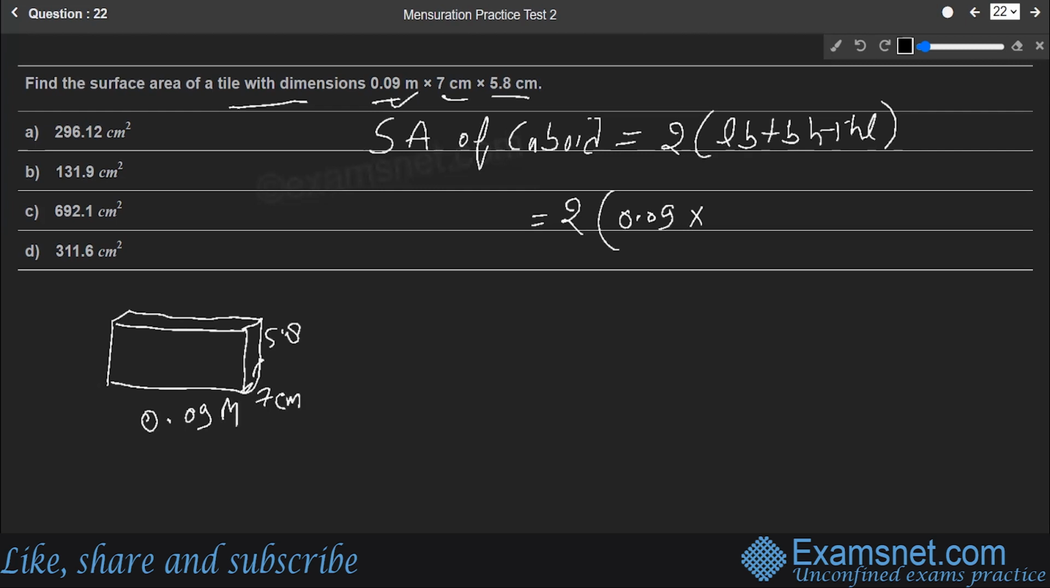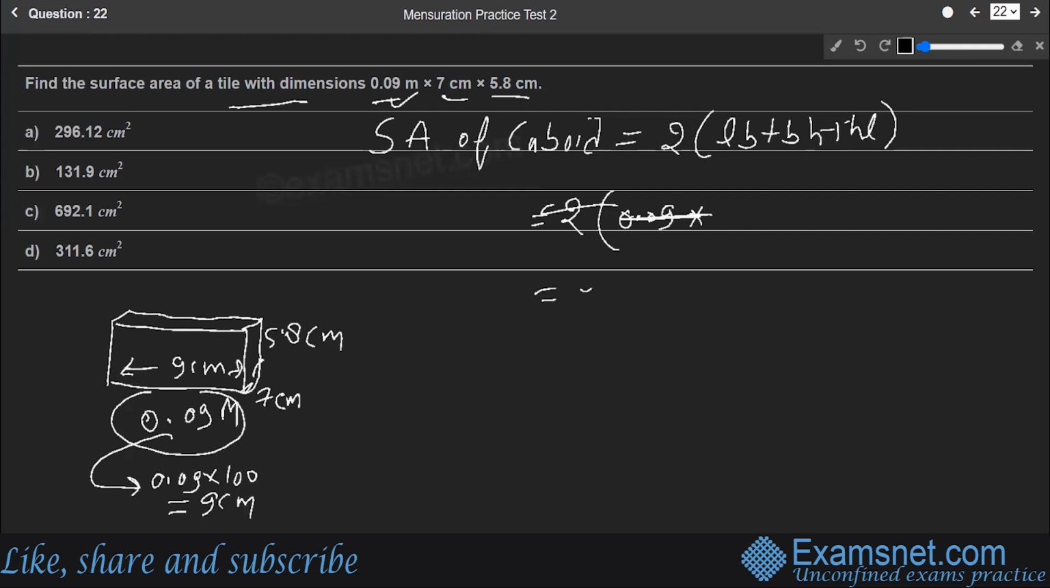The rest of the values are given in centimeters, so clearly we need to convert this meter into centimeter to match with everything. 1 meter has got 100 centimeter, so 0.09 meter will get 0.09 into 100, that is nothing but 9 centimeter. So this particular length is nothing but 9 centimeter, and in place of 0.09, we will keep it as twice of 9 centimeter.